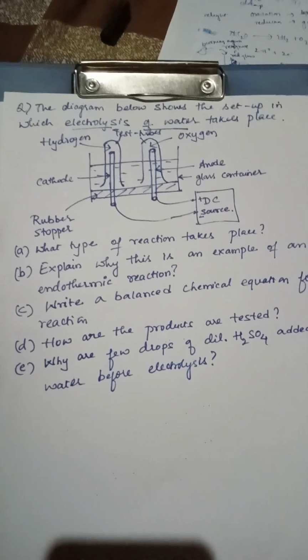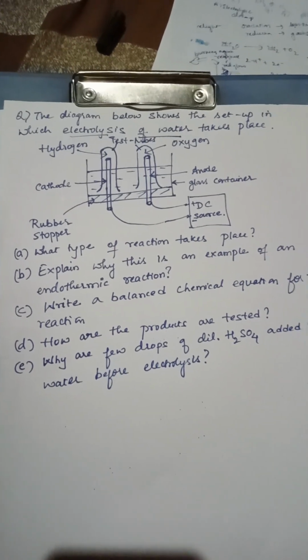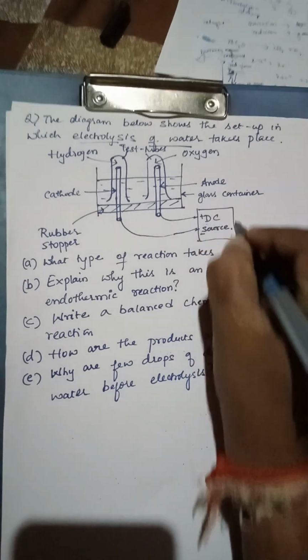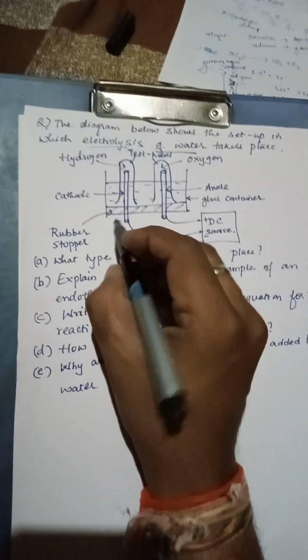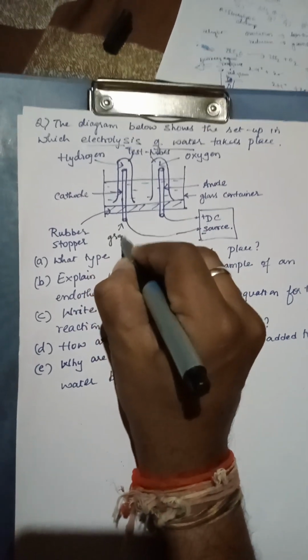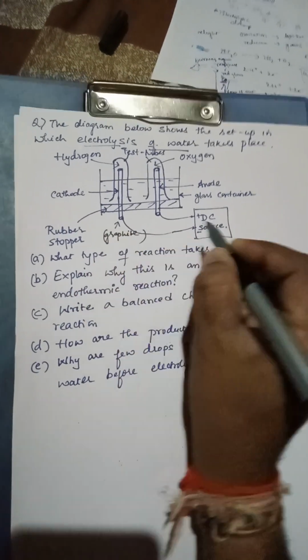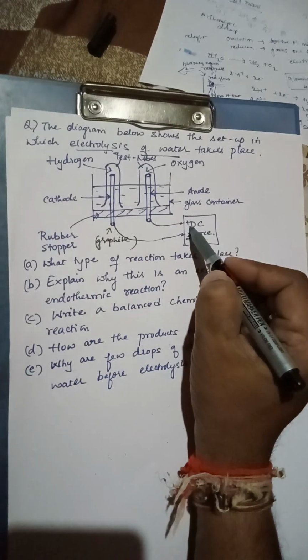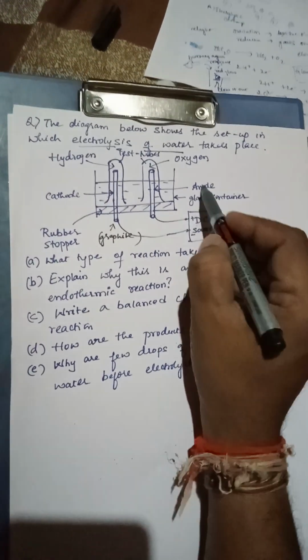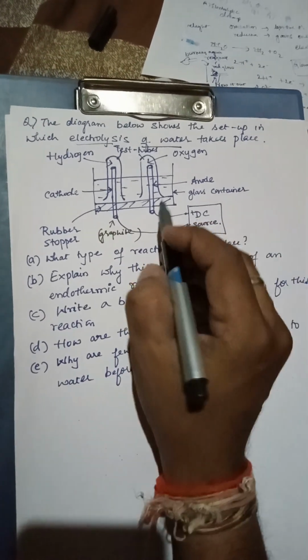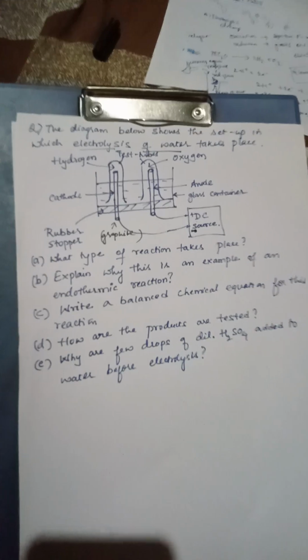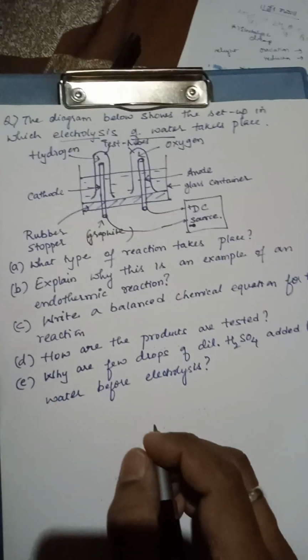Look at the experimental setup. So we have a source of electricity, that is DC source, direct current source. There are two rods which are made up of graphite, and they are called electrodes. The one which is connected to the positive terminal of the battery is called anode, while the one which is connected to the negative terminal of the battery is called cathode. So now the question is, what type of reaction takes place here?